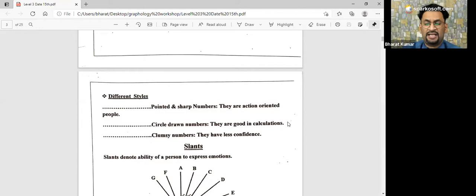If many circles are present around the numbers, so they are good in calculation. If clumsy number, meaning clumsy means zigzag number, meaning okay, anyhow you are able to read what is written, but actually nothing is clear. That is the case of less confidence.